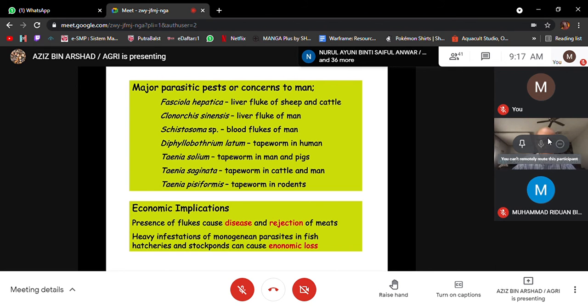Economic implication: the fluke parasite will cause disease, and later on there will be a rejection of the meat. People don't want to buy meat that has the Fasciola in there. And the heavy infestation of monogenean in fish hatcheries and ponds can cause economic loss. It can kill the fish if they are not treated quickly. So that's the economic implication of it.